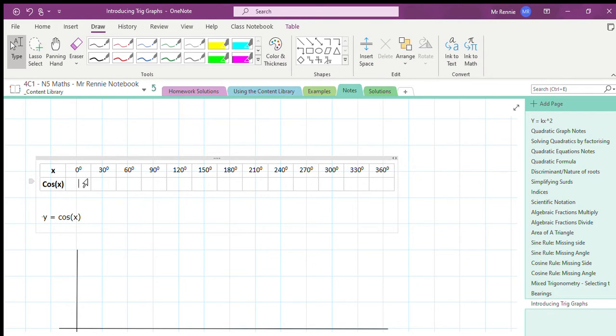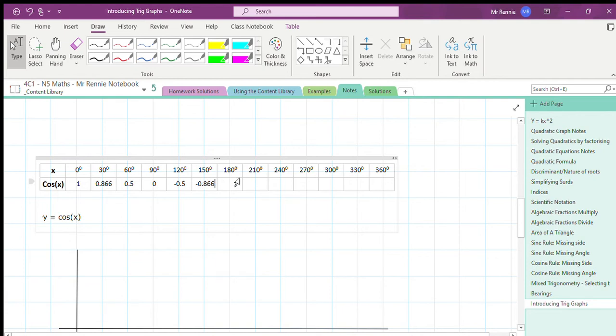So cos of 0, put cos in your calculator and put 0 in. You get the value 1 this time. Cos of 30 is 0.866. Cos of 60 is 0.5. Cos of 90, you should get the value 0. Continuing, cos of 120 is negative 0.5. Let's type that in properly. There we are. Cos of 150 is negative 0.866.